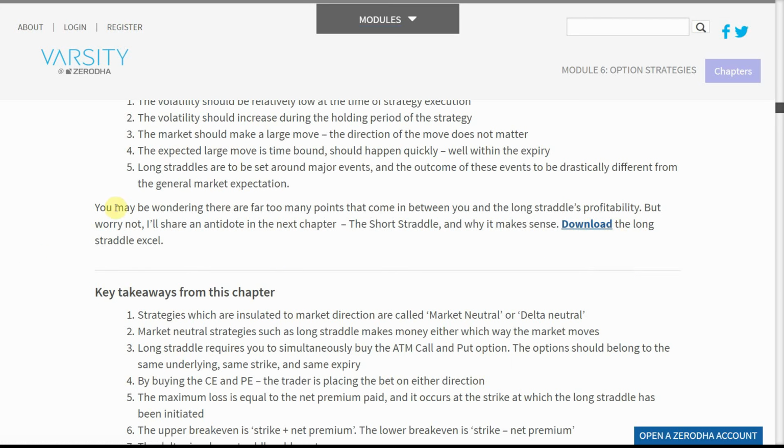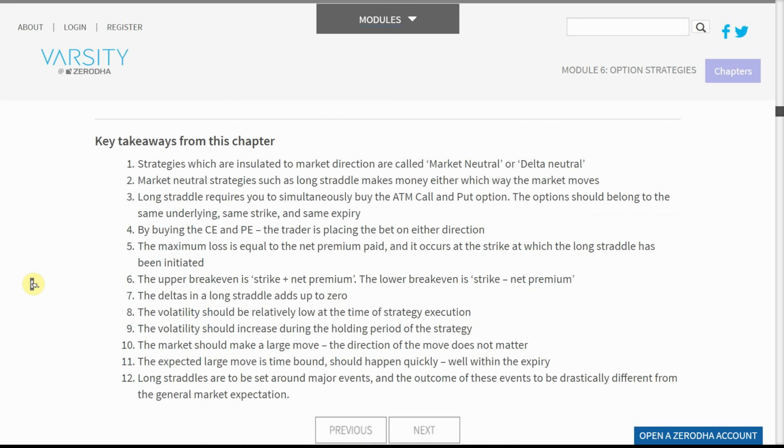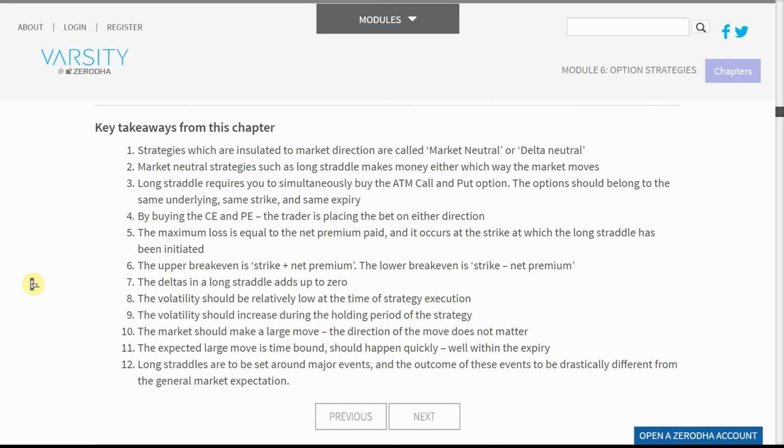Key takeaways from this chapter. Strategies which are insulated to market direction are called market neutral or delta neutral. Market neutral strategies such as the long straddle make money whichever way the market moves. A long straddle requires you to simultaneously buy the ATM call and put option. The options should belong to the same underlying, same strike, and same expiry.